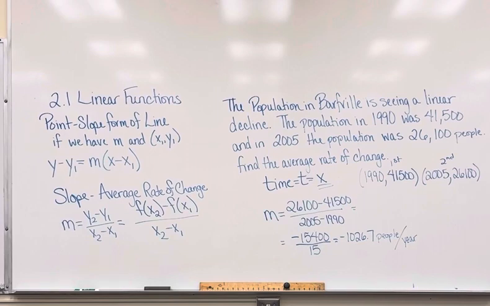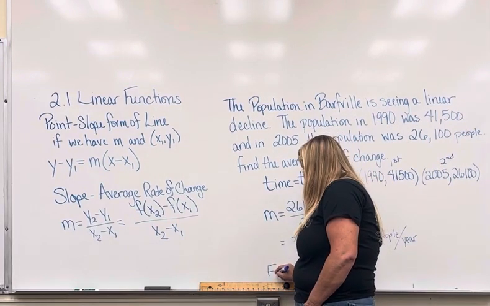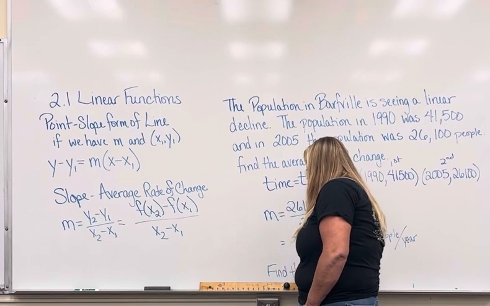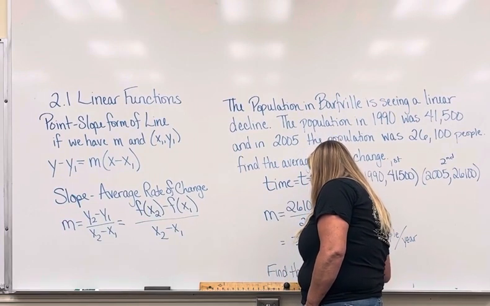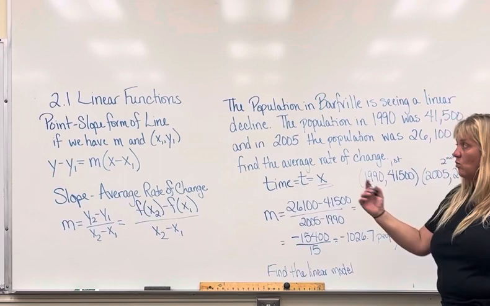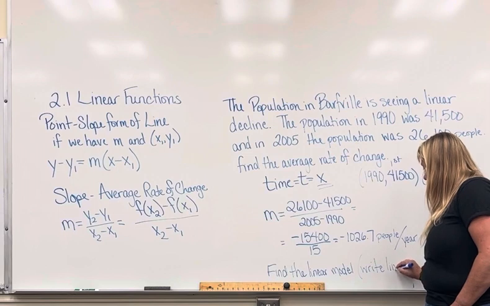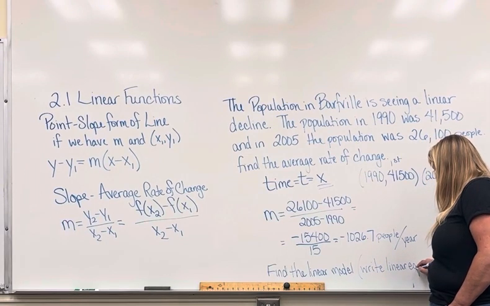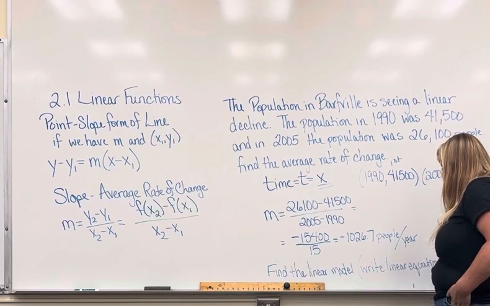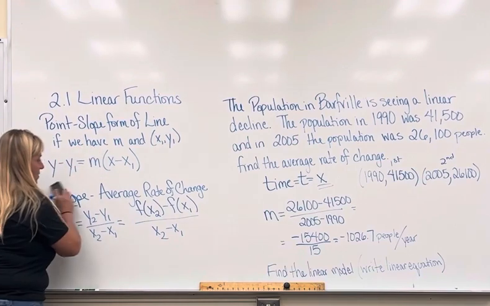Okay, so now what if I asked you to give a model for this linear decline? So that's the way the question is going to be asked. Sometimes find the linear model. And basically what that means is write the equation of the line. Write linear equation. Okay, and that's where this guy comes into play.